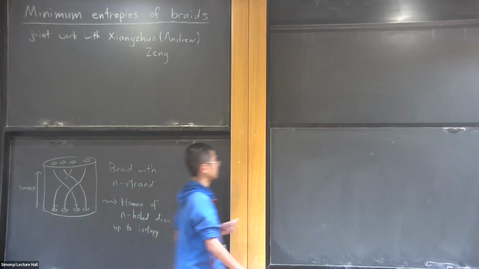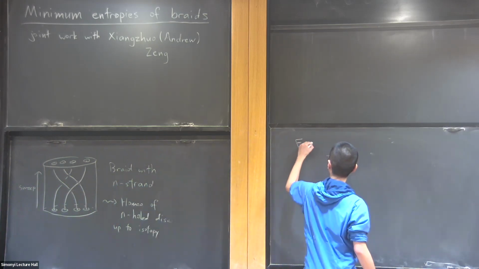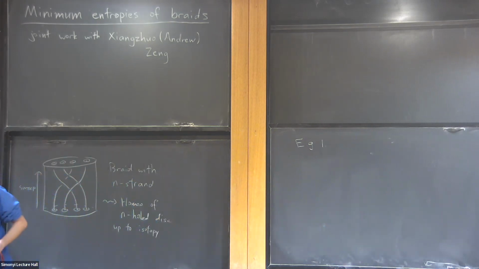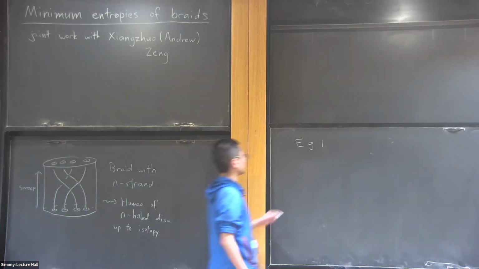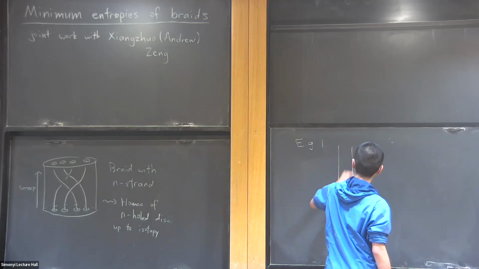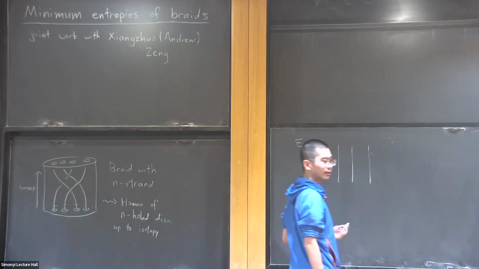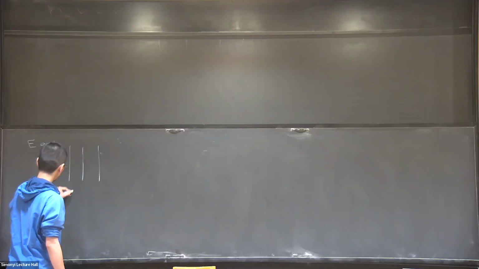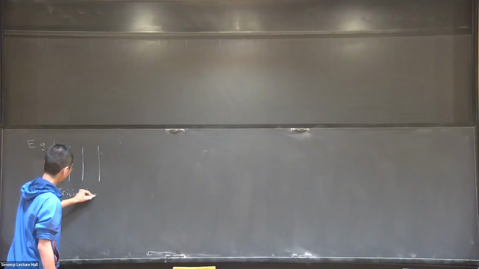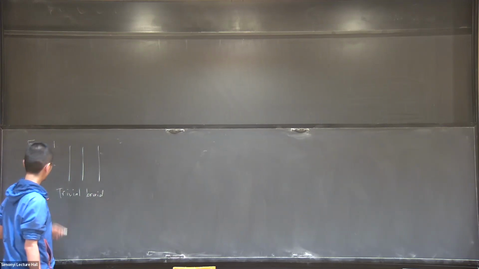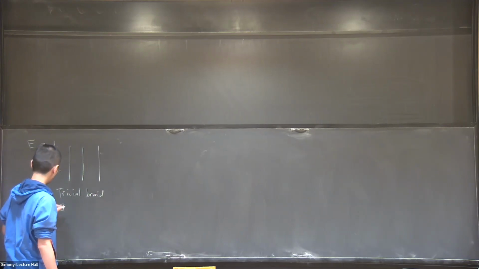So let's look at some examples. Here's a braid with 3 strands. It's the most boring one. It's a trivial braid where you just have no crossing. So when you sweep from the bottom face to the top, you just get the identity map.